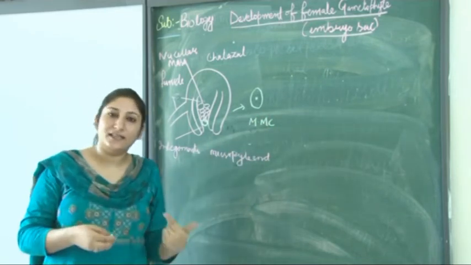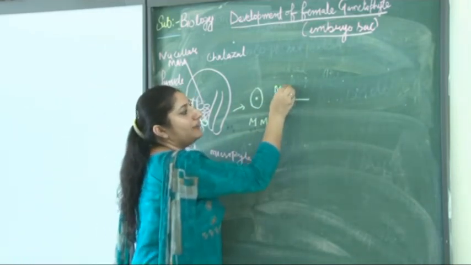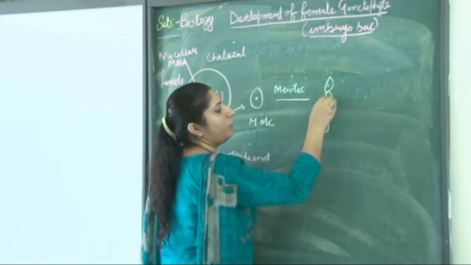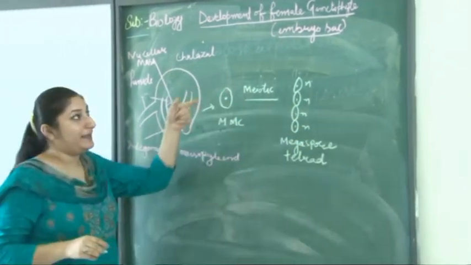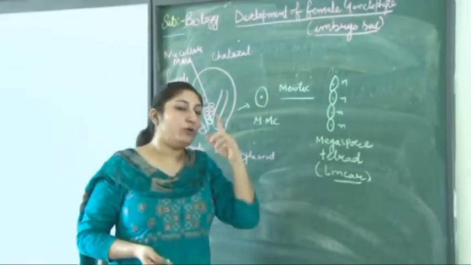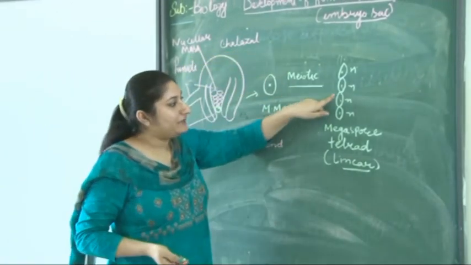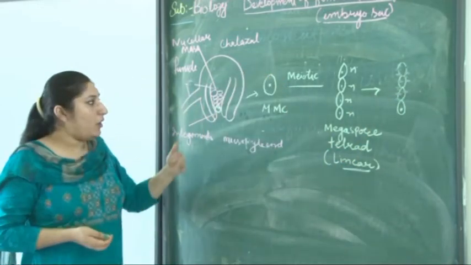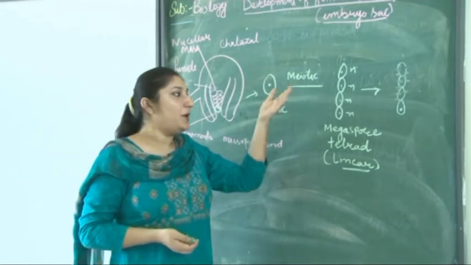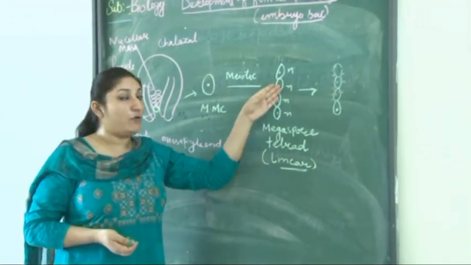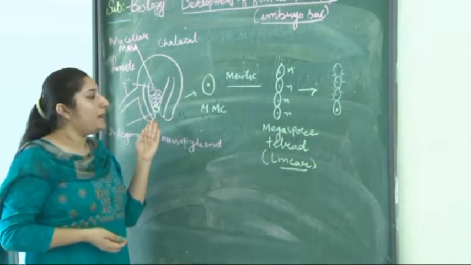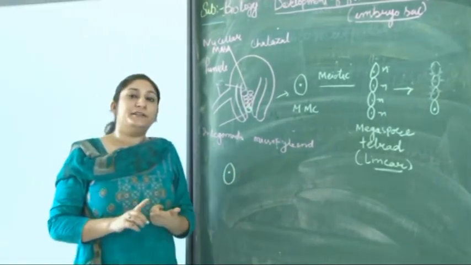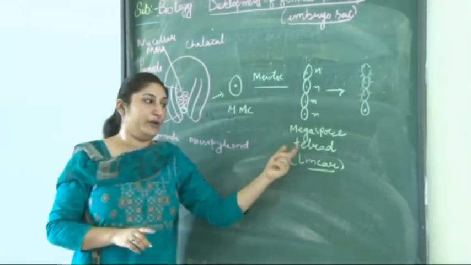Now this cell will undergo division. Out of these 4 cells formed, 3 cells degenerate, and only the one towards the chalazal end remains functional. This makes the 4 megaspores, and only one megaspore remains.